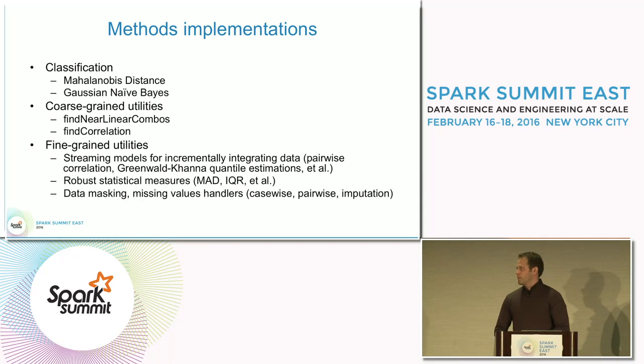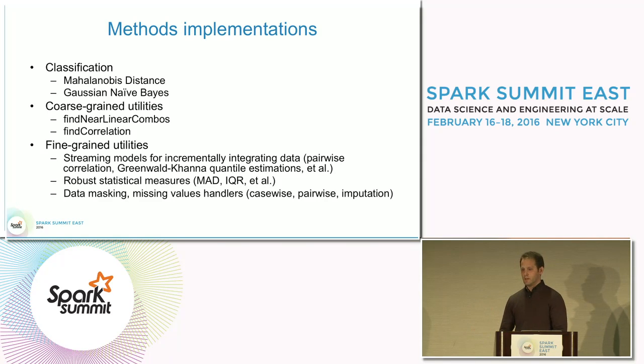And the final piece I wanted to tell you about was the actual algorithm implementations. We managed to reuse some things from MLlib, certainly some of the more finely grained methods. In terms of classification, we kind of rolled our own. We did an implementation of Mahalanobis distance. We did a Gaussian version of naive Bayes. And we rolled a bunch of our own utilities, either more coarsely or more finely grained.